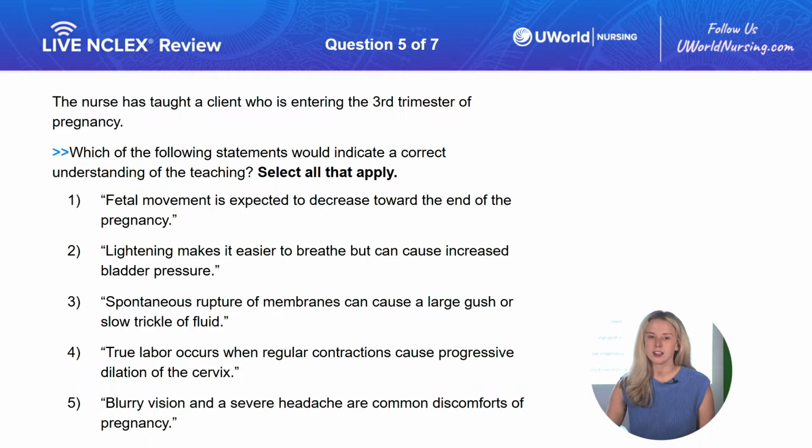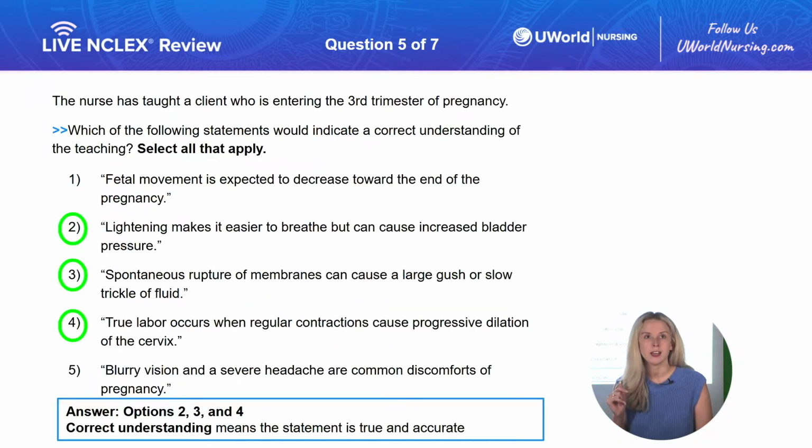Alrighty, great job, you guys. It looks like you all are doing well. Our correct options here are going to be a couple of them. We have 2, 3, and 4. So why was this? Options 2, 3, and 4 were our correct answers. Lightening is when the fetus begins to drop down in the pelvis. It essentially means that the body is preparing for impending birth. It relieves some of the pressure up higher on our lungs, on our diaphragm, making it a little bit easier to breathe. But as it descends, it does put more pressure on our bladder, which can cause discomfort. This is a true statement. 3, spontaneous rupture of membranes, or SROM, can be a large gush or a slow trickle of fluid.